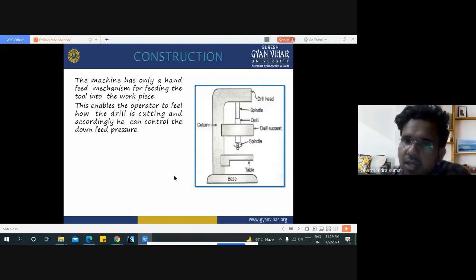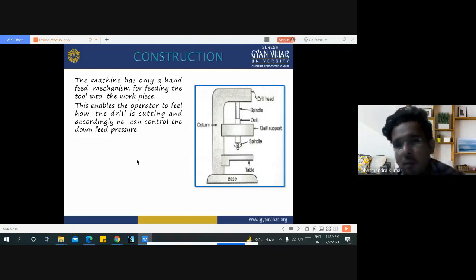Construction of the drilling machine. Here are the various components associated with the drilling machine: base, column, table, spindle, quill support, quill, spindle, and the drill head. Here a servo motor is employed for feeding the drill bit onto the workpiece. The machine has only a hand feed mechanism for feeding the tool into the workpiece. This enables the operator to feel how the drill is cutting, and accordingly he can control the down feed pressure.